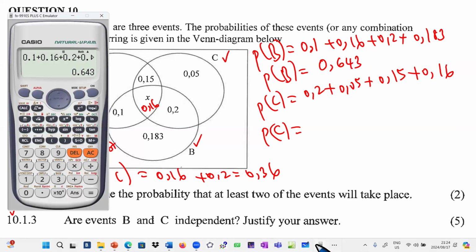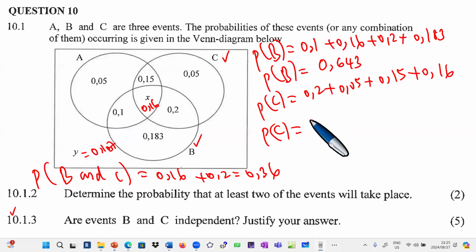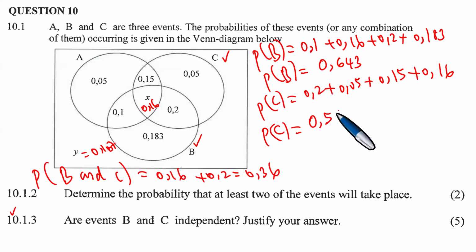Then you're going to do right now the probability of C. And the probability of C is, we start here 0.2. And then we add 0.05. And then we add 0.15. And then we add 0.16. And the answer to that is exactly 0.56. So 0.56 is the probability of C.